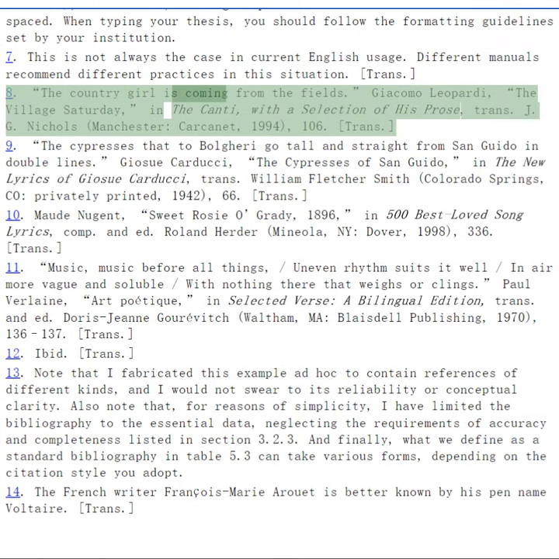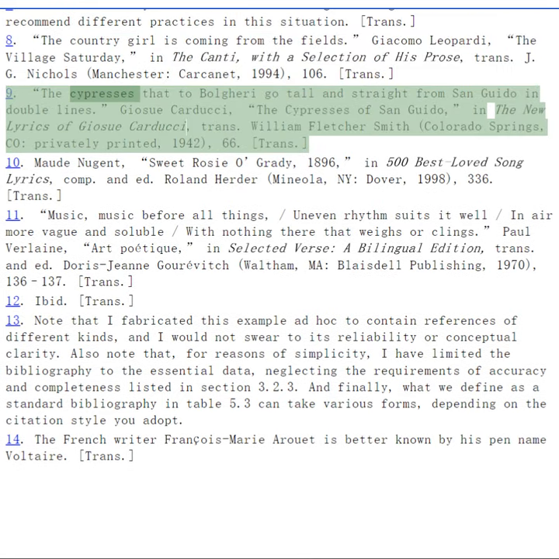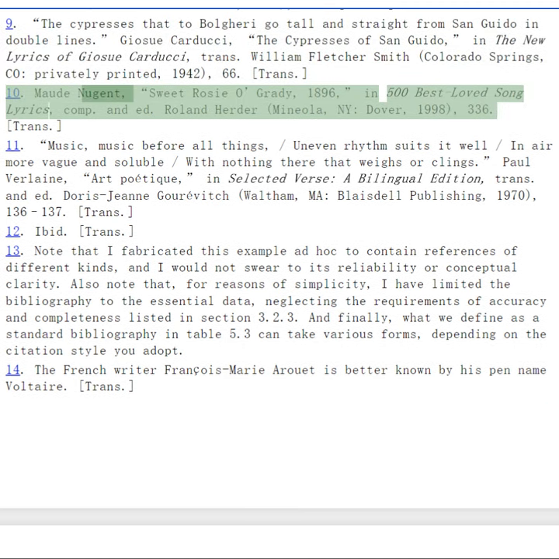8. The country girl is coming from the fields. Giacomo Leopardi, The Village Saturday, in the Canti, with a selection of his prose, trans. J. G. Nichols, 106. 9. The cypresses that to Bolgheri go tall and straight from San Guido in double lines. Giosuè Carducci, The Cypresses of San Guido, in the New Lyrics of Giosuè Carducci, trans. William Fletcher Smith, 66. 10. Maud Nugent, Sweet Rosie O'Grady, 1896, in 500 Best Love Song Lyrics, comp. and ed. Roland Herder, 336.